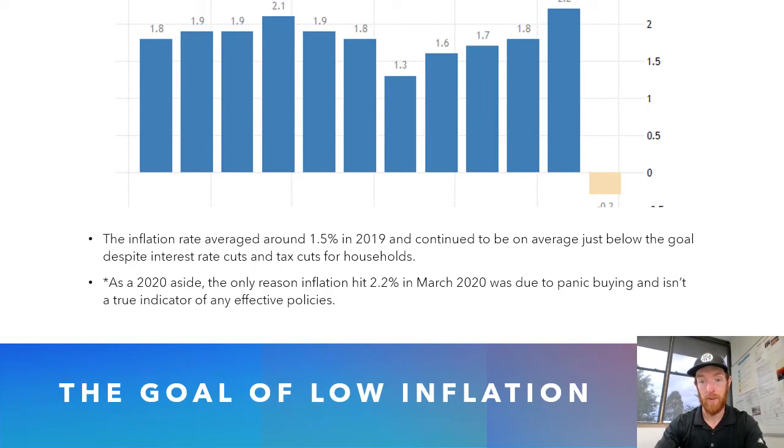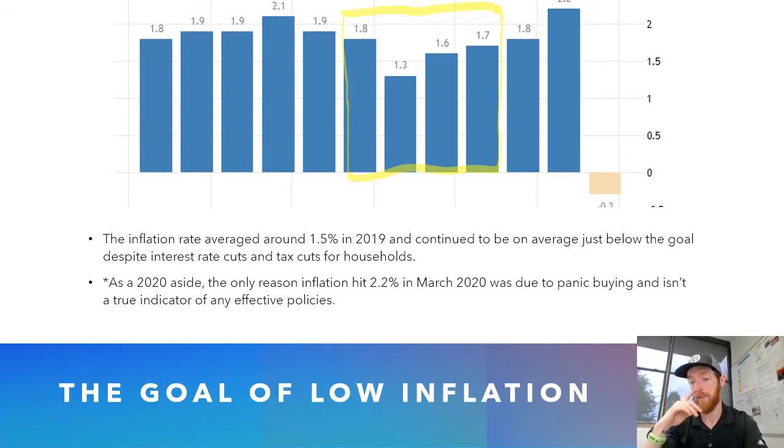Then we move on to the goal of low inflation. If we look at 2019, it's this period here from the 0.8 to the 1.7. To do some rough math, it averaged around 1.5, 1.6 in 2019 and continued to be just below the goal despite those interest rate cuts and tax cuts for households. So as you can see there, we weren't really hitting that inflationary goal. Prices weren't rising at that average of 2 to 3% over time, but they were close.